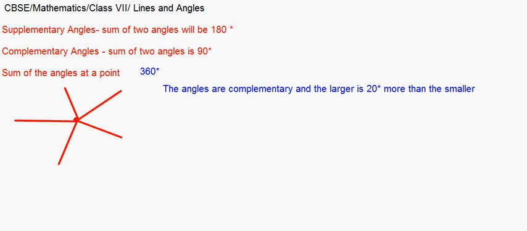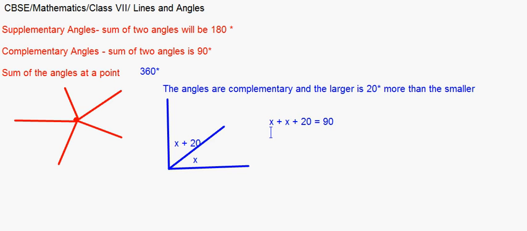Complementary means, as we have seen in the concept, that the sum of two angles will be 90. There are two angles, it says. Suppose this I mark as x, and that I refer to as the smaller angle. The larger one will then be 20 more than the smaller one, so it will be represented by x plus 20. And we know that the sum of these two, x plus x plus 20, will give us 90 degrees.